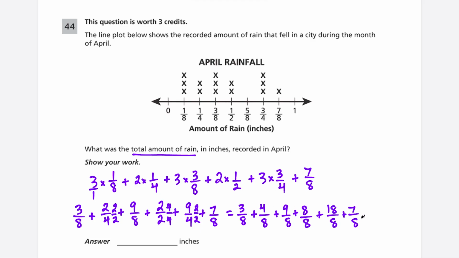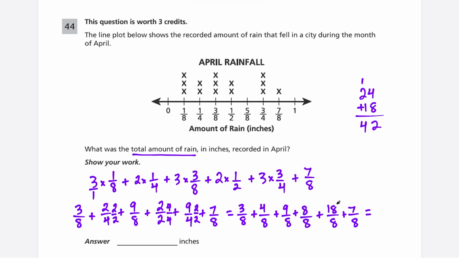So now we just have to add all of these numerators together very, very carefully. So we have 3 plus 4 is 7. And then we have 7 plus 9 is 16. 16 plus 8 is 24. And then we have 24 plus 18. That's going to give us 42. If you have to do some of this on the side, like 24 plus 18, if the mental math is just too much, I would recommend that you do some of the addition on the side. So this is going to give us 42 once we do 24 plus 18.